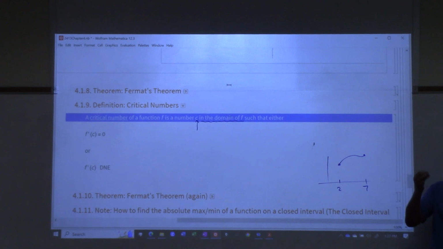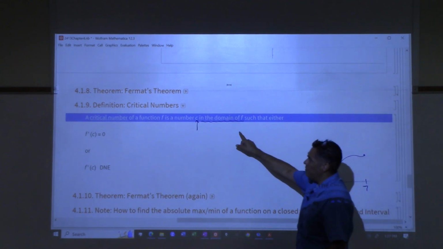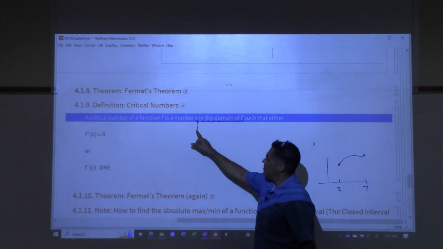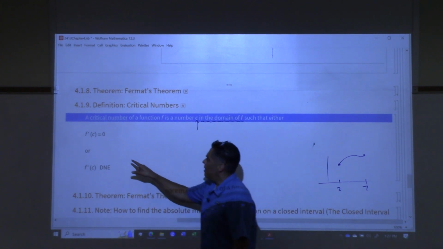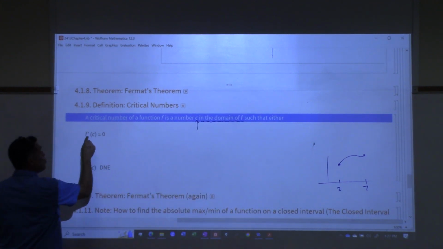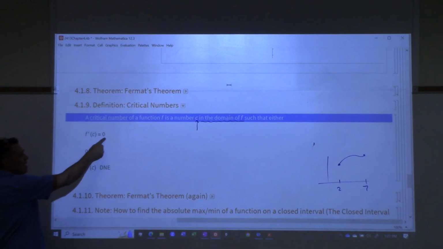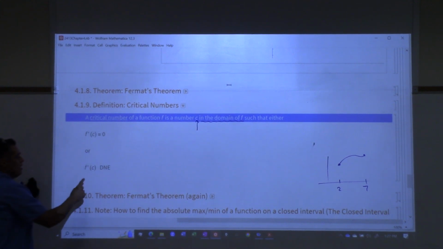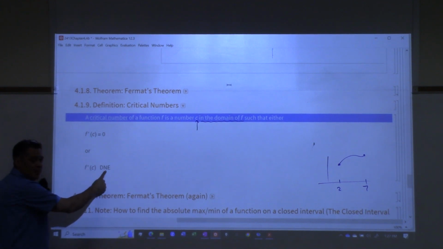Your critical number must always be in the domain of the original function. But what is a critical number? It is a number c, some number, that when you plug that number into the derivative of that function, you get 0. Or you take that number c and you plug it into the derivative, and that derivative doesn't exist.